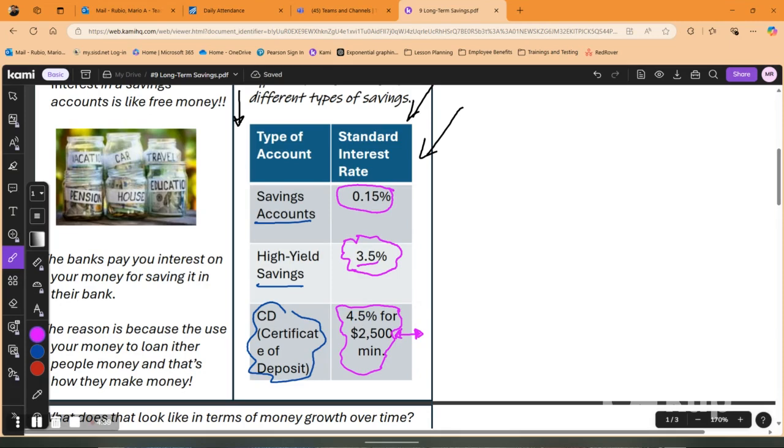With savings accounts, you can withdraw it, pull it in, take it out anytime you want. With CDs, once you agree to the terms, you have to leave it in there for the amount of time you say you're going to leave it in there to earn that interest and get that free money.